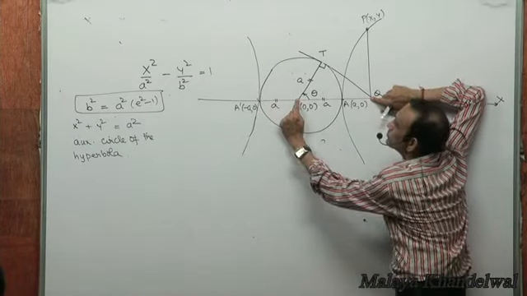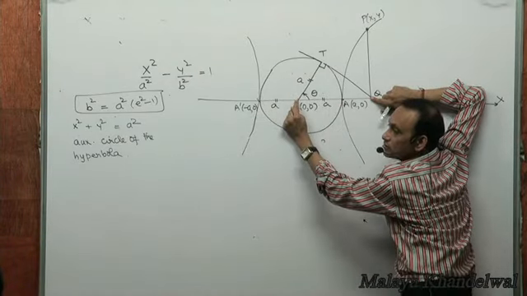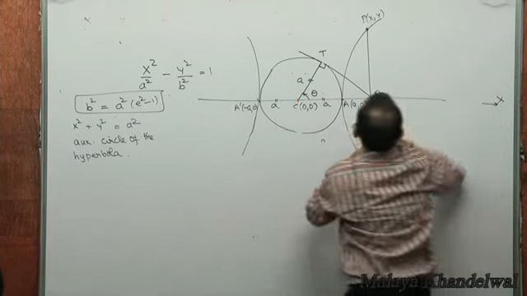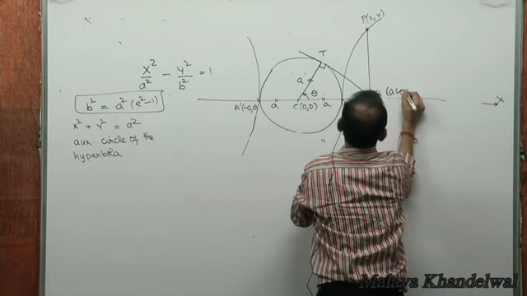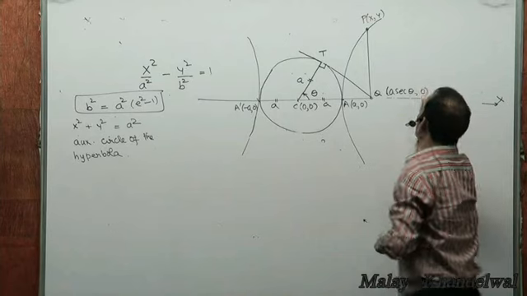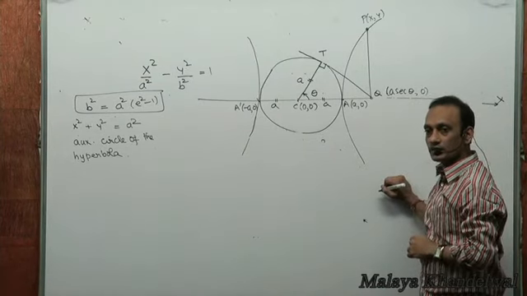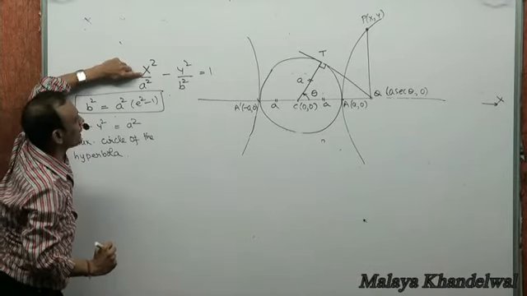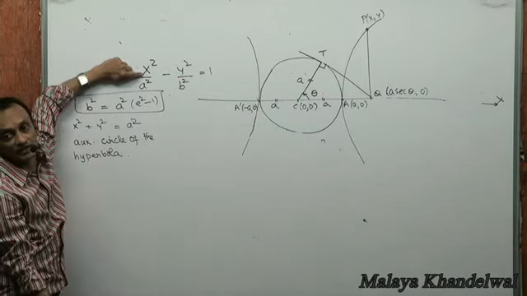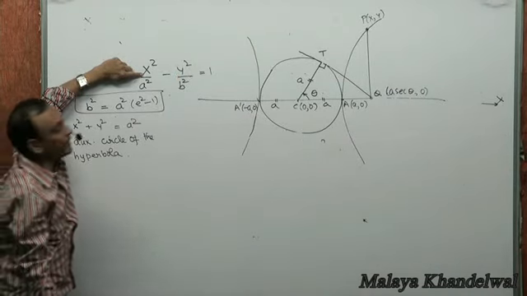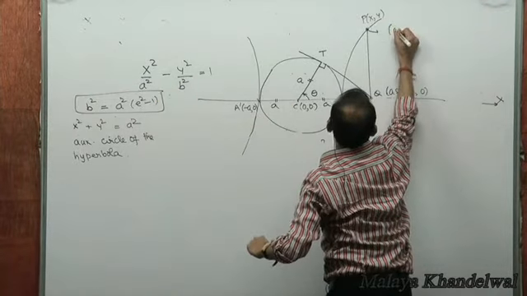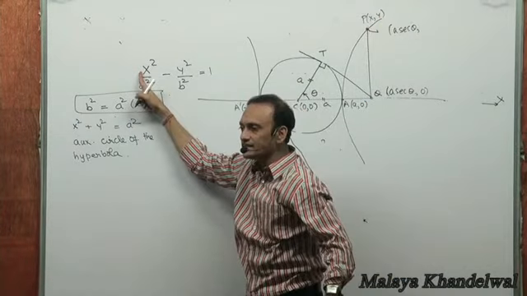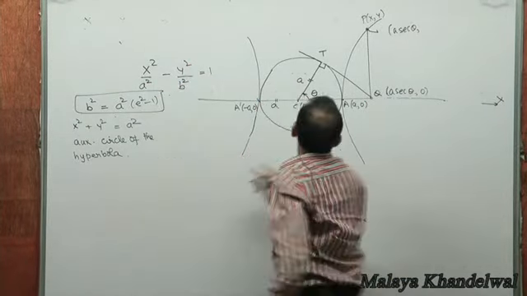What is this length CQ? In this right angle triangle, can you tell me what is this length CQ? A sec theta, right? CQ is A sec theta, isn't it? So Q has X coordinate A sec theta, right? Now, P also has X coordinate A sec theta, isn't it? And if you want to find the Y of this point, what would you do? Plug in X as A sec theta, you will get Y as B tan theta.